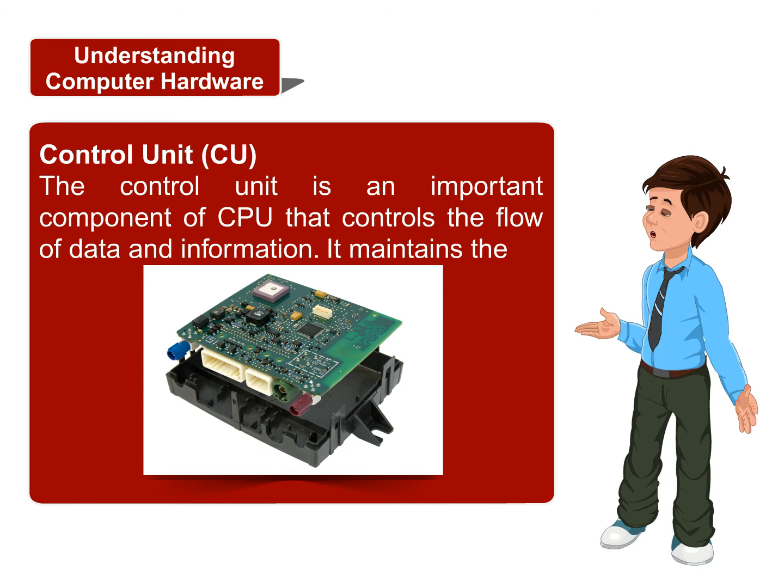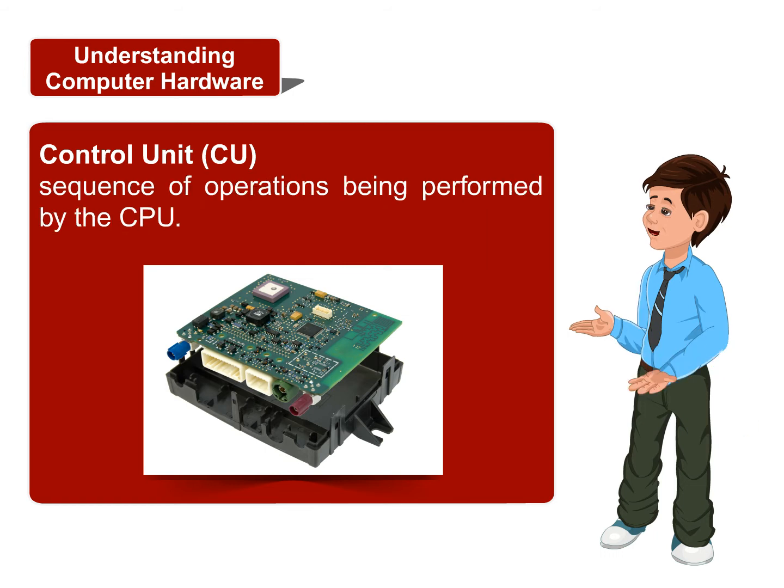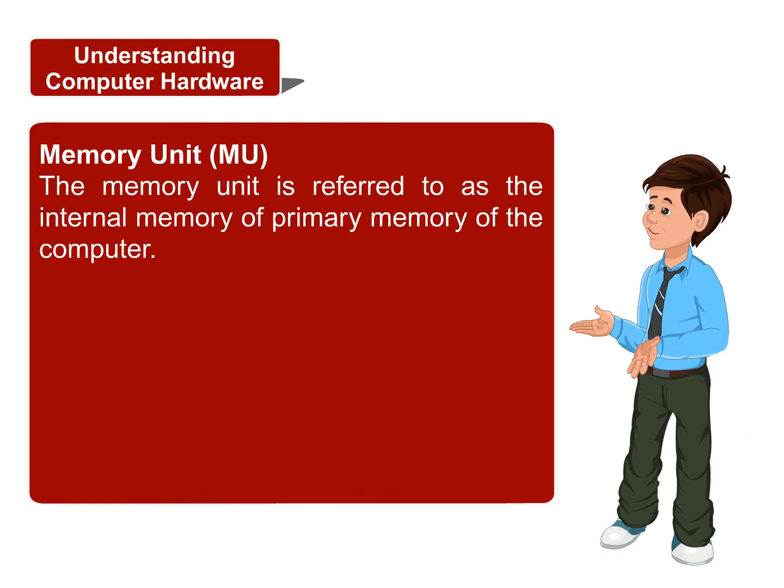Control unit, CU. The control unit is an important component of the CPU that controls the flow of data and information. It maintains the sequence of operations being performed by the CPU.